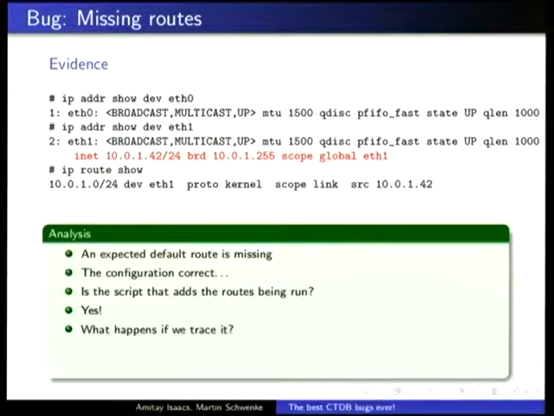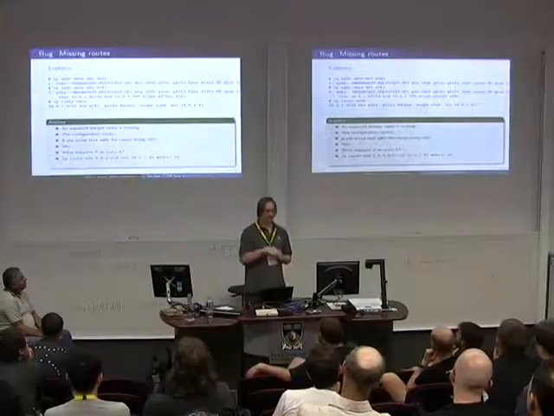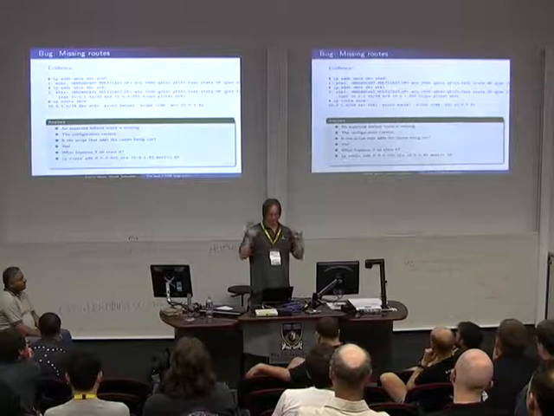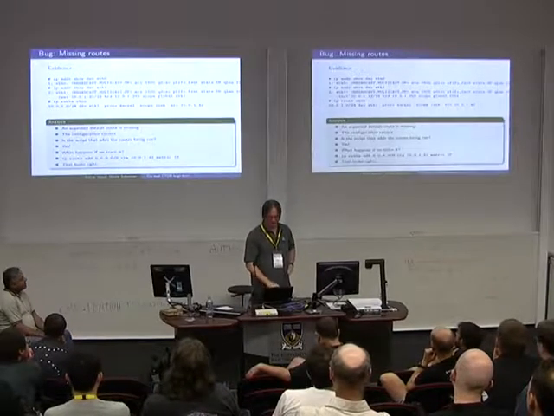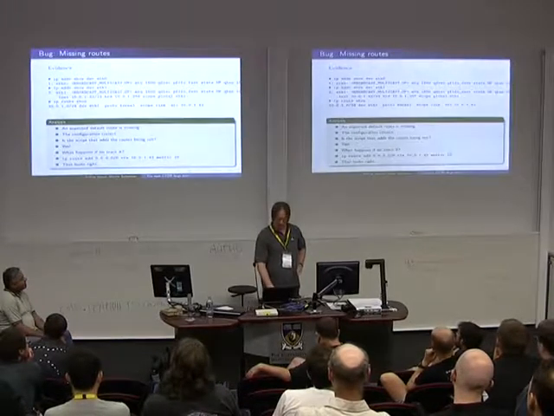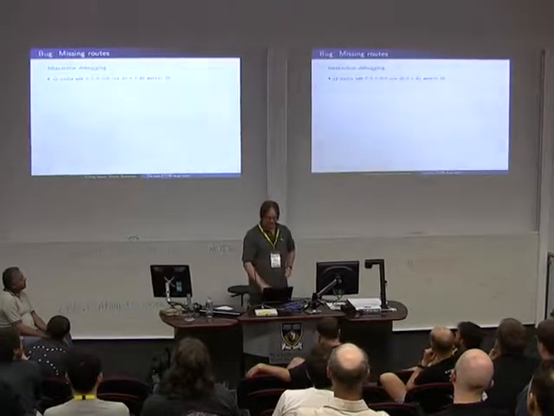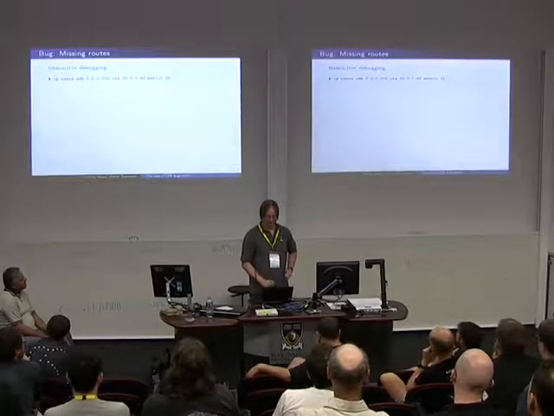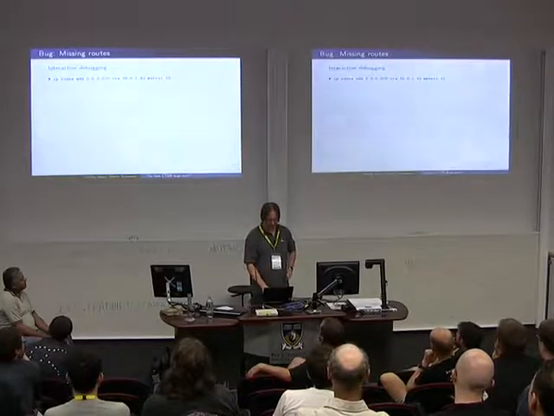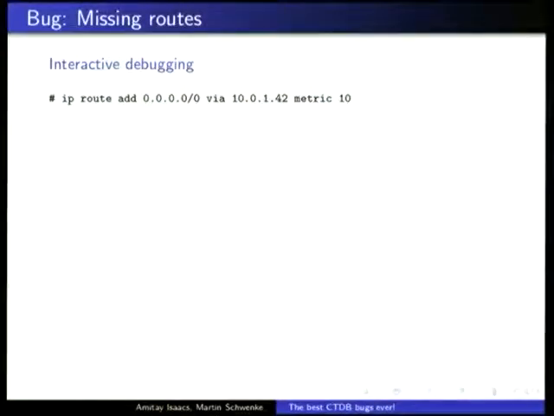It's being run. What happens if we trace it? Well, here's an IP route add command, and it looks exactly like what we want. So we do a set -x in our script. Beautiful. We see this. And it's right. What could be going wrong? So at this stage we get interactive via instant chat. No access to the console. So somebody runs the IP route add command.